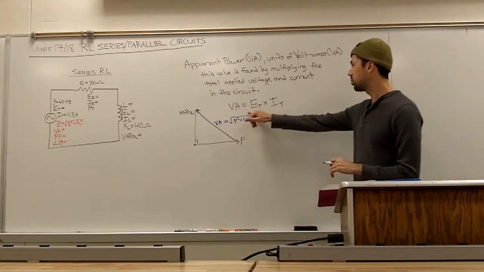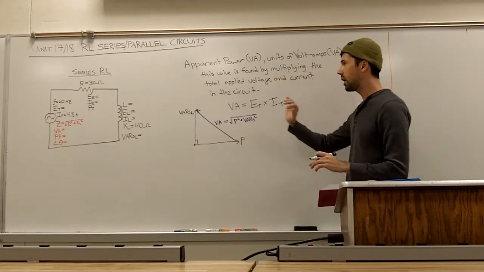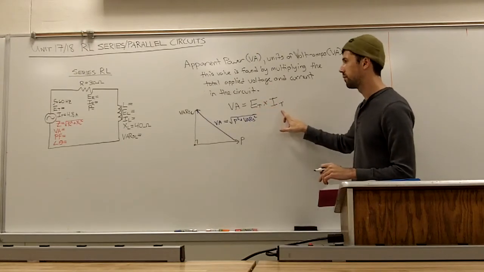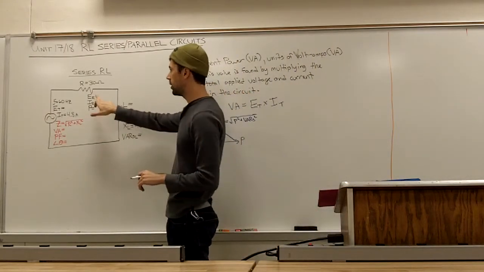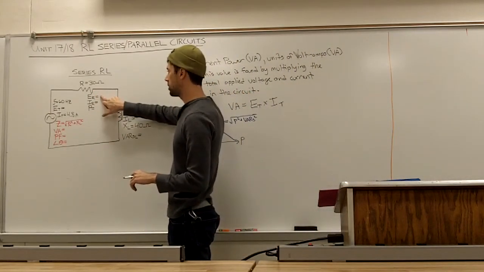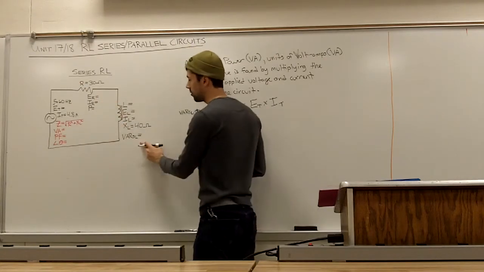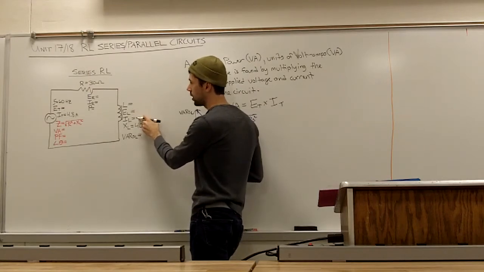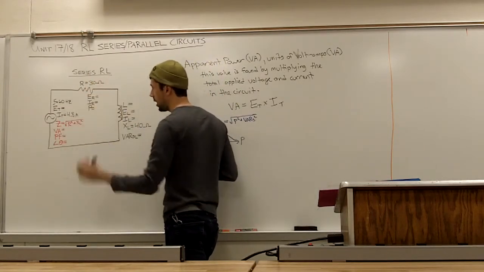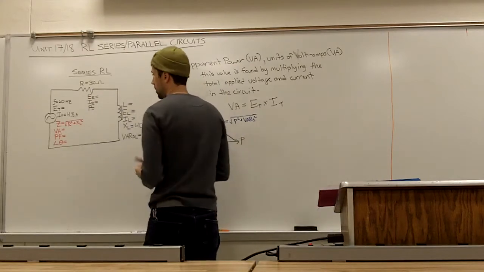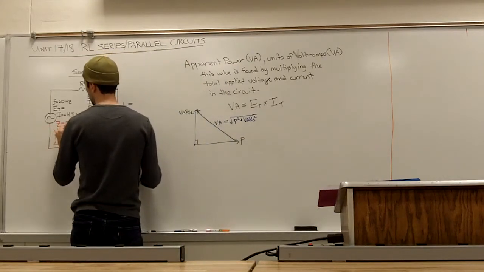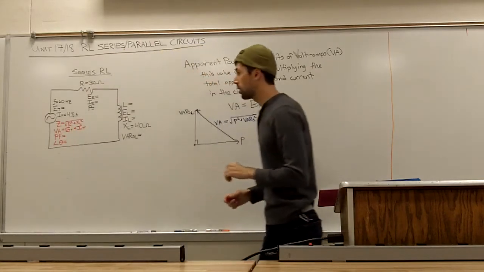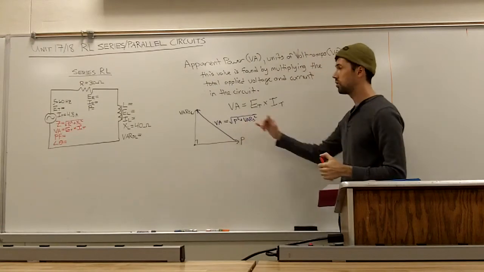However, I do recommend you simply just use this formula. In general, all types of power are simply volts times amps, voltage times current. So for the true power here, it's going to be the voltage drop across the resistor times the current through the resistor. The reactive power from the inductor is going to be the voltage across the inductor times the current through the inductor. The apparent power VA is going to be the total voltage multiplied by the total current. You can, however, also use this equation if you would like.